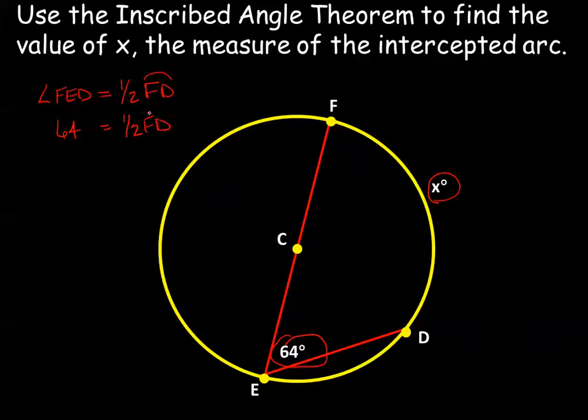Okay, do y'all remember what you've got to do with that? You want to get that 2 out of that denominator. So I'm going to multiply both sides by 2. So I'm going to get 64 times 2, which I believe gives me 128, equals arc FD. Because remember, if you've got a whole number, you want to make it a fraction. Those ones are going to cancel each other out, and the 2's are going to cancel each other out. So I'm just left with arc FD. So 128 is going to be the measure of arc FD, 128 degrees.